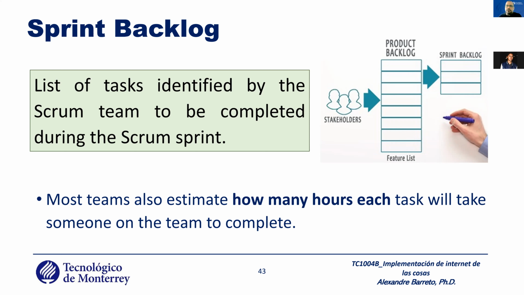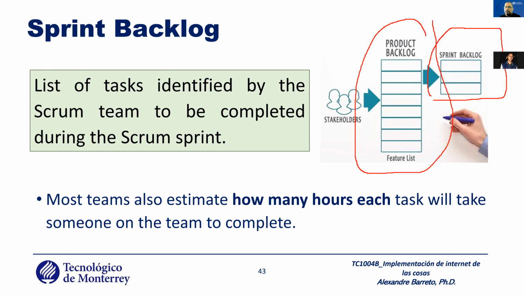And the list of tasks, the list of user stories, the list of items that you need to complete to achieve the sprint goal is the sprint backlog. As you see here in this picture, you have the product backlog and you have the sprint backlog. The sprint backlog is only the list of items to perform in the sprint. The product backlog is the list of items to perform during the project.